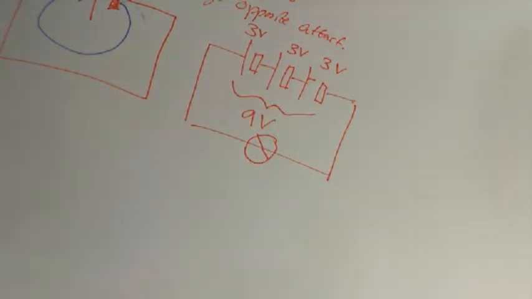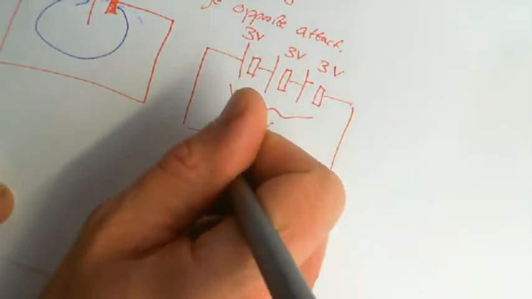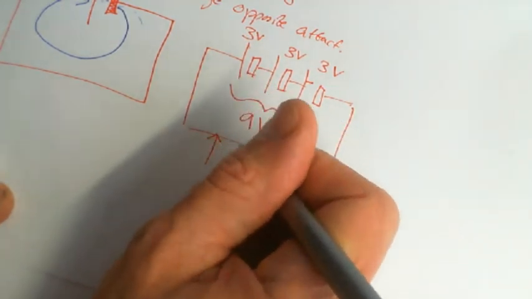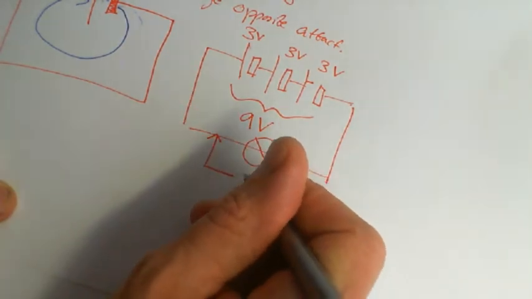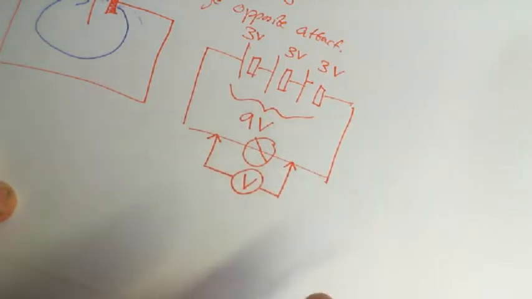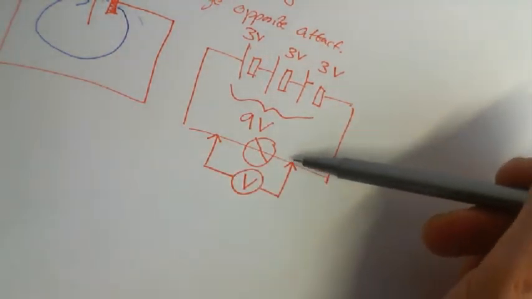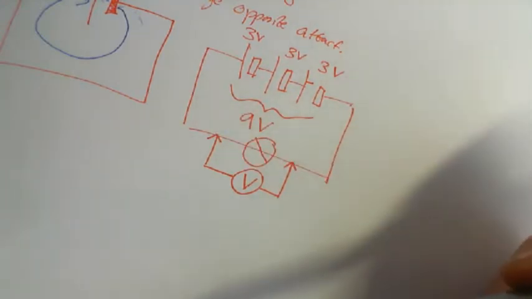And here's the thing about circuits. If I was to measure how much energy each bit of charge has here, so how much energy does an electron have there, I need to put in a voltmeter. And what the voltmeter does is it goes, okay, how much energy per unit charge here, how much energy per unit charge here, what's the difference?